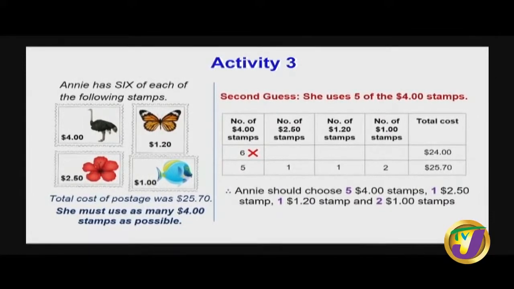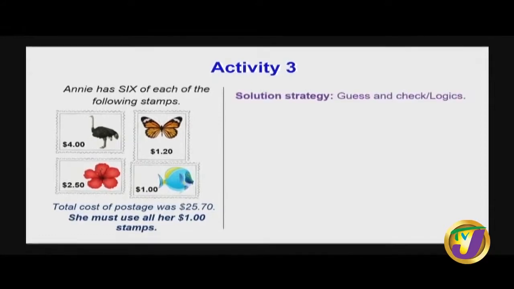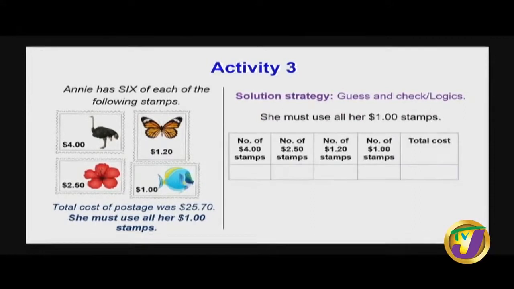All right, let's move to part B of the next section. So we're still posting the same package, right? Right, but they gave us another condition. So she must use all her $1 stamps. So again, we're using guess and check logic. We don't know the table, right? But all our $1 stamps, we must meet that condition, which is all 6. And so right away we know that $6 is accounted for.